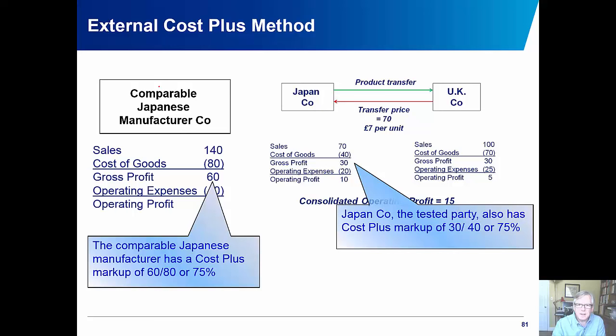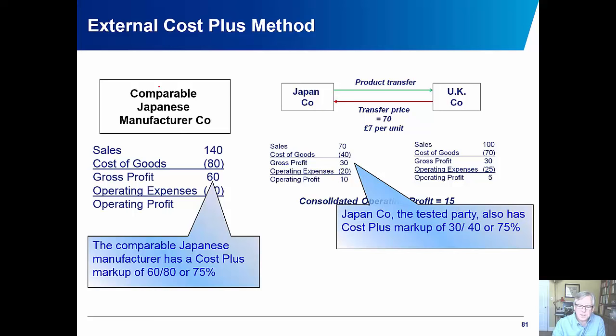If it had been higher, then our gross profit would be higher, which might make us much higher than, say, the comparable Japanese manufacturer. And someone in the UK might say, you, my related party, are earning too much gross profit relative to your COGS, and therefore we think the transfer price must be wrong. If our transfer price were lower, then the amount of revenue that Japan Co. receives would be less. Our cost plus would be going down. It wouldn't be 75%, it would be something less.